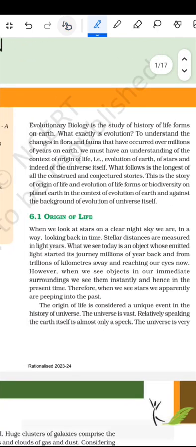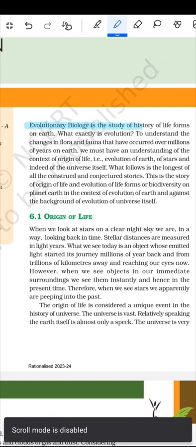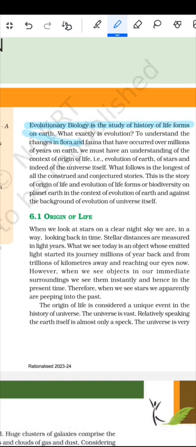तो एनसीईआरटी कह रहा है कि evolutionary biology is the study of the history of the life forms on the earth. What exactly is evolution? To understand the changes in the flora and the fauna that had occurred over millions of years on the earth, we must have an understanding of the context of the origin of the life, that means evolution of the earth, of stars, and indeed of the universe itself.